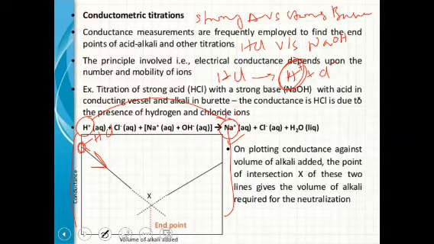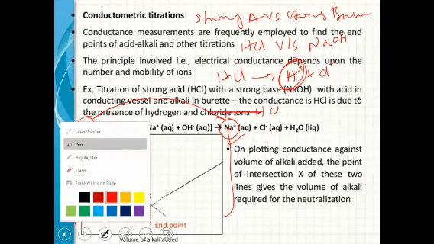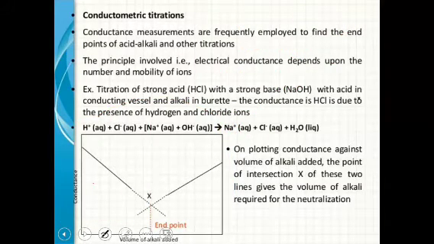That means when you add the HCl here, what is the reaction? So in this case, see this one. This is the reaction. HCl is dissociated into H+ and Cl-. When you add the NaOH solution, NaOH is also a strong electrolyte, so it is dissociated into Na+ and OH-.